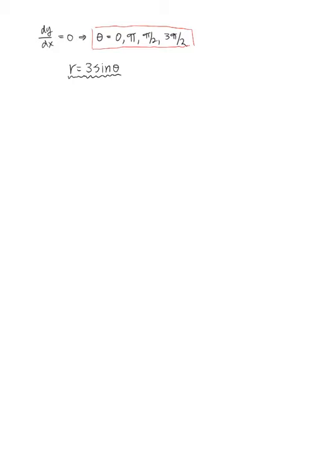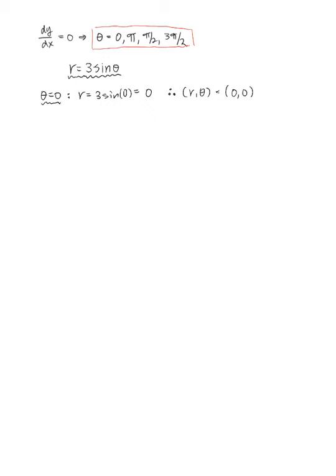Alright, so now let's compute when theta is 0, what is our corresponding value for r? So our r is going to be 3 sine of 0, which is 3 times 0, so this is going to be 0. So therefore, our r comma theta is going to be, r is 0, theta is also 0.